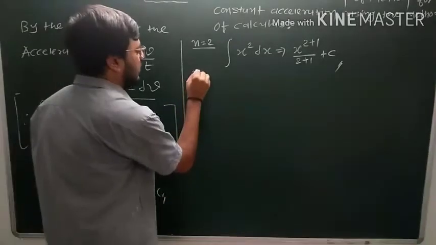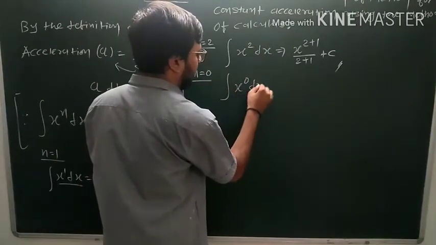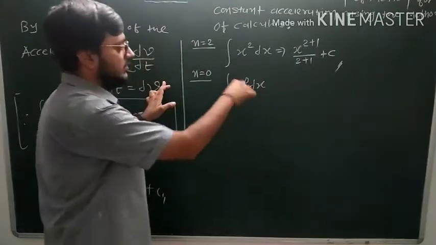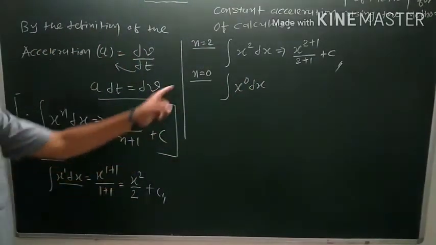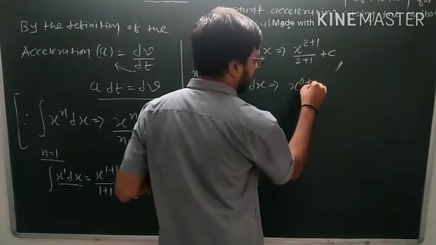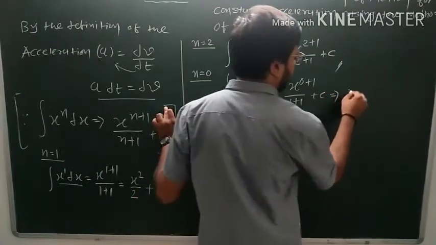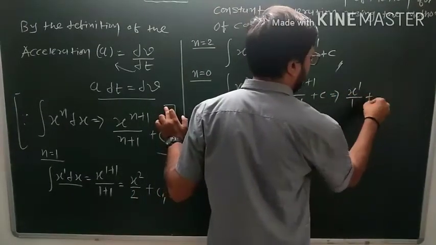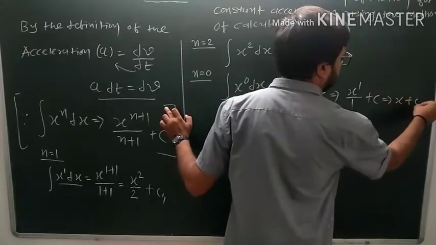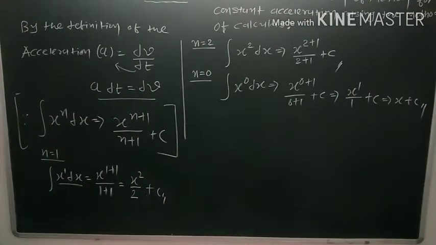Suppose we take n equals 0. Then we have the integral of x raised to 0 dx. Replacing n with 0, we get x raised to 0+1 divided by 0+1, plus c. So we get x raised to 1 divided by 1, plus c, that is x plus c finally. This way we can use the identity and get the answer.